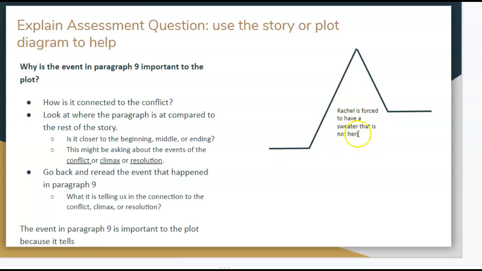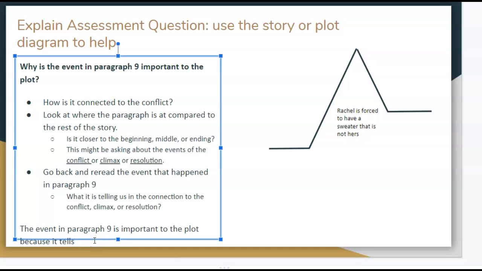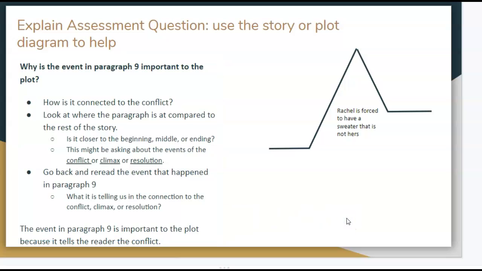So I know they're asking us, why is the event in paragraph 9 important? Well, for one thing, it is asking us about the conflict. So right here, what I'm going to write is: the event in paragraph 9 is important to the plot because it tells the reader the conflict. Okay? And that's all you're going to do, and that's how you're going to answer when they're asking why this paragraph is important to the plot.